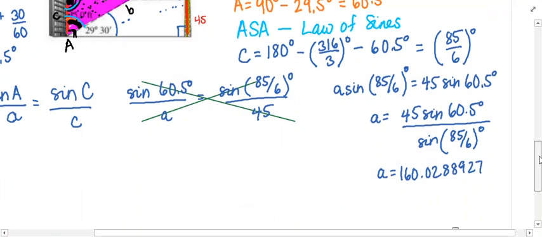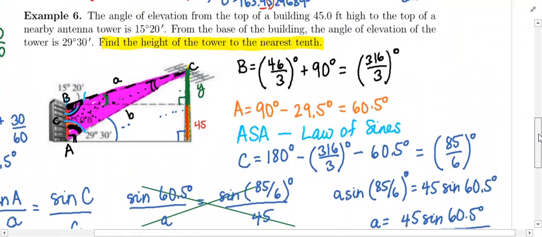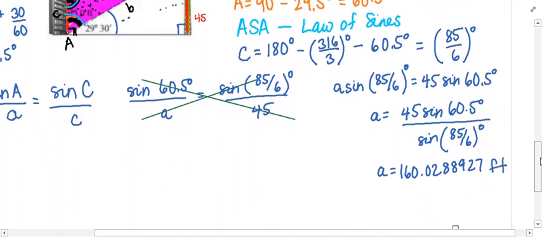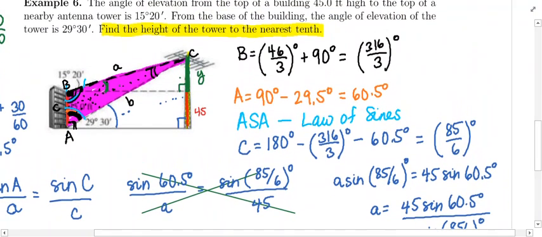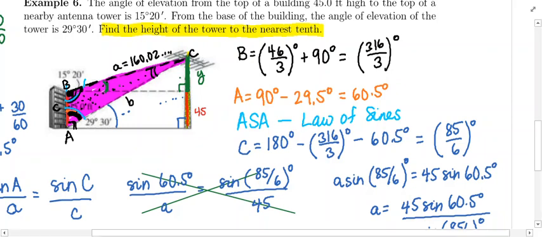Okay, that is a length or a distance. Everything in this problem is in terms of distance. This is going to be measured in feet. So that is this side length, 160.02 dot dot dot. So now that we know this side, this side is shared by the purple triangle and the one that I had originally colored green.